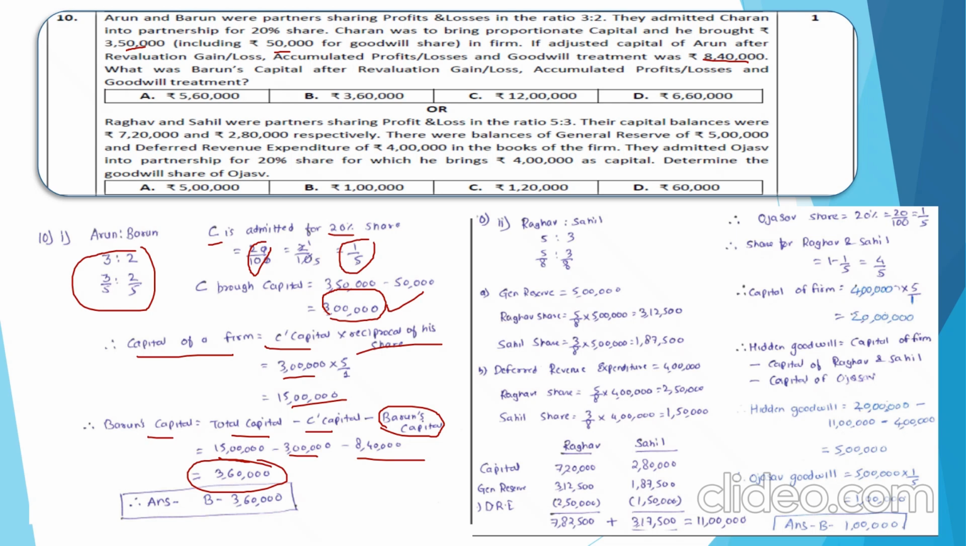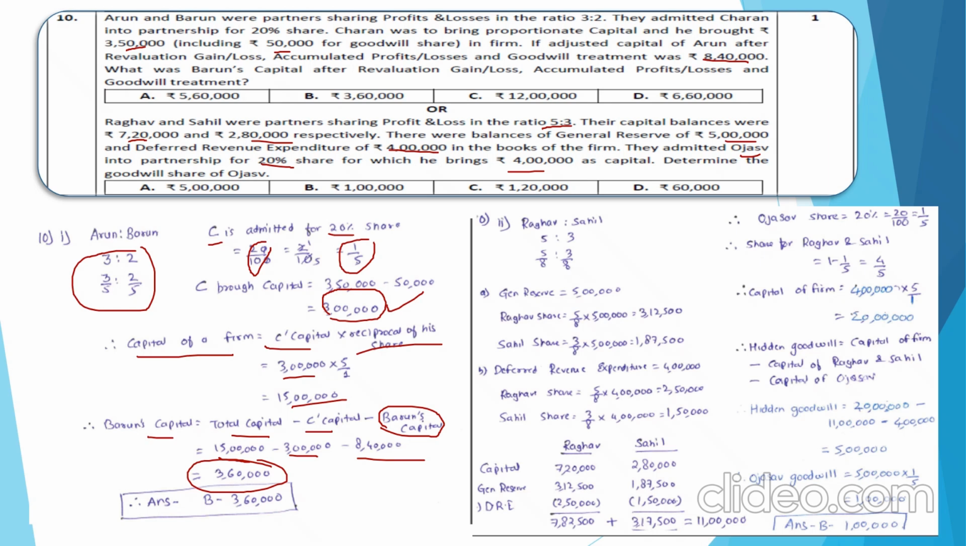The next question: Raghav and Sahil were partners in a firm sharing profits and losses in 5:3. Their capital balances were 7,20,000 and 2,80,000. They were having general reserve and deferred revenue expenditure in their books, which are these. They admitted Ojeswar into the partnership firm for a 20% share, for which he brought 4 lakh as his capital. Determine the goodwill of Ojeswar.